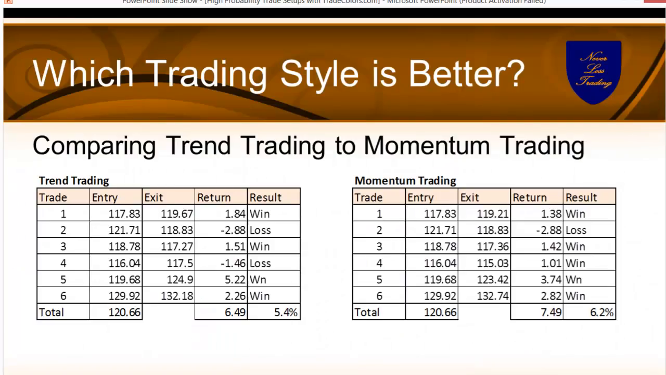And the important thing here is, when you see on trend trading, we produced in a matter of 2 months a 5.4% return on cash, or a $6.49 gain on an average $120 investment. But on momentum trading compared to trend trading, we did $7.49 or 6.2%.